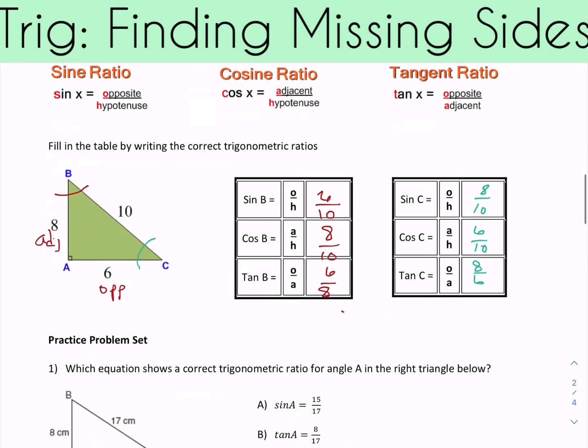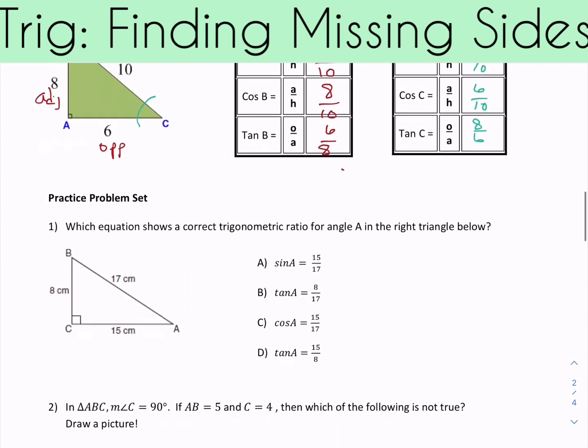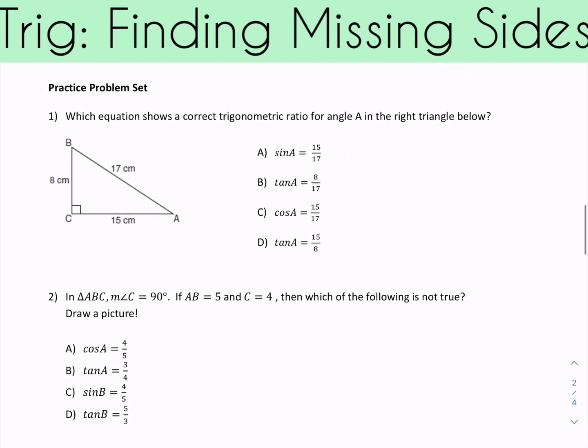All right, let's quickly solve a few problems. Which equation shows a correct trig ratio for angle A? So they're telling you angle A is your reference angle. So this is the angle that we want to base our answers off of. Okay, so let's think about this. The sine of A would be the opposite, which is here, divided by the hypotenuse, which is here. So that should be 8/17. But this says the sine of A is 15/17. That is not true.